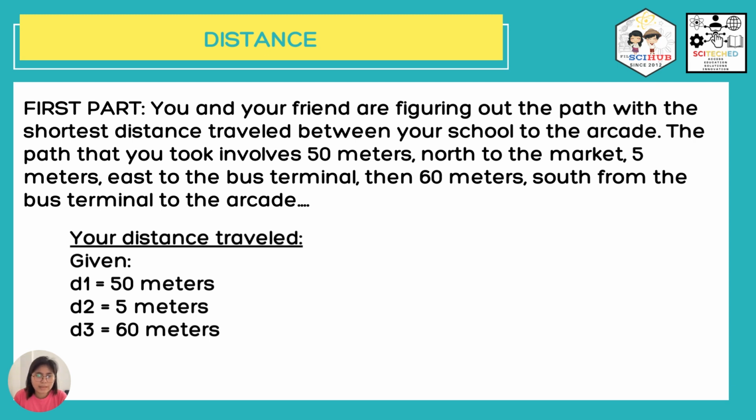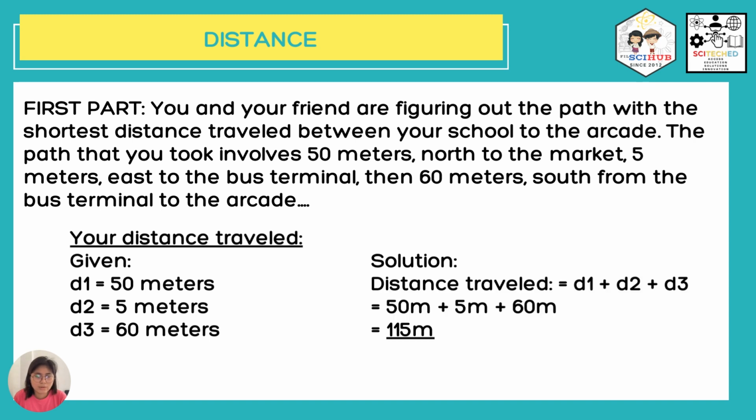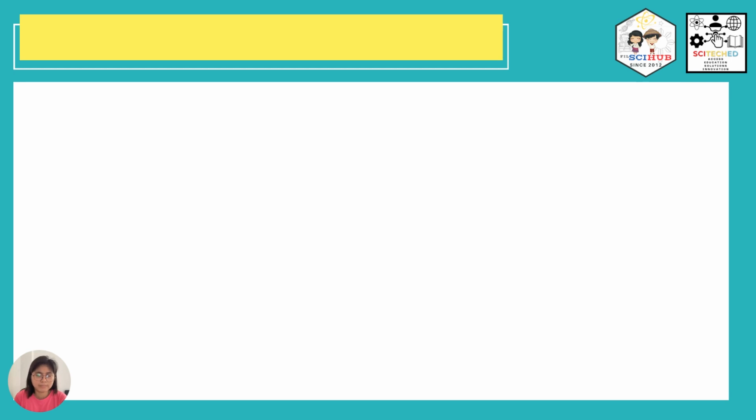Now to solve that, again, we just have to add all of those values. So we have 50 meters plus 5 plus 60, we have 115 meters. However, we are not yet finished because this is just the first part of the problem. We still have the second part.